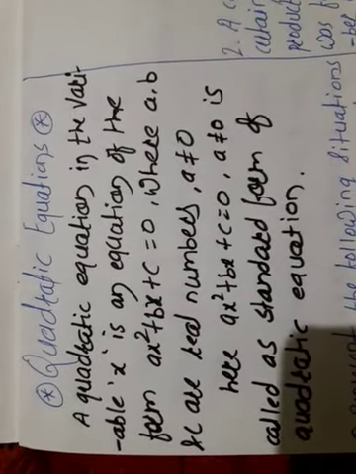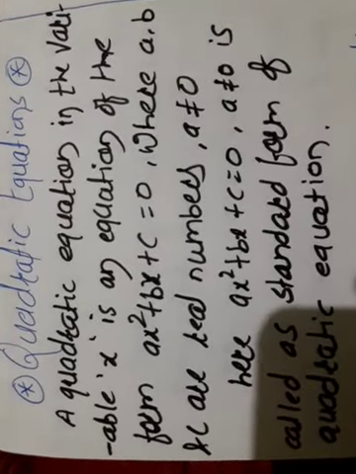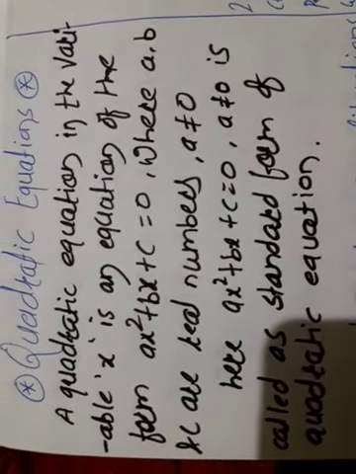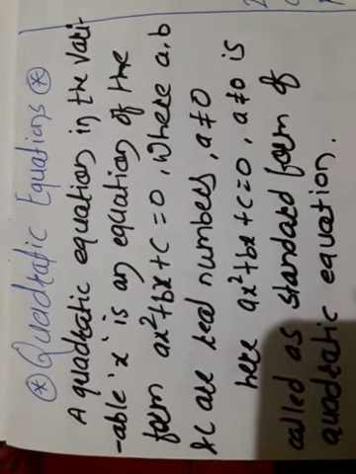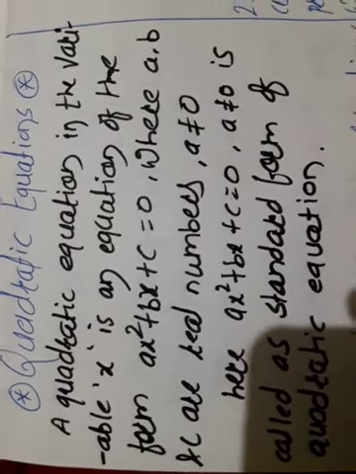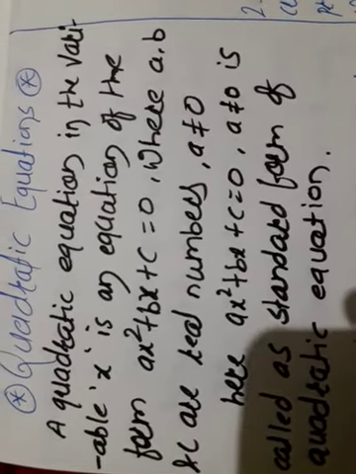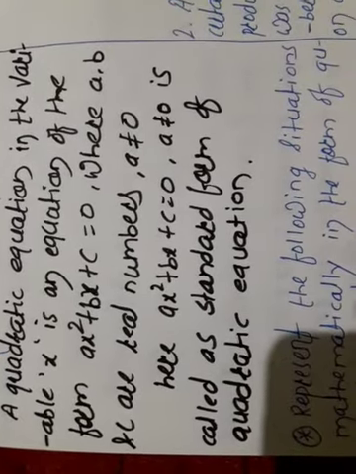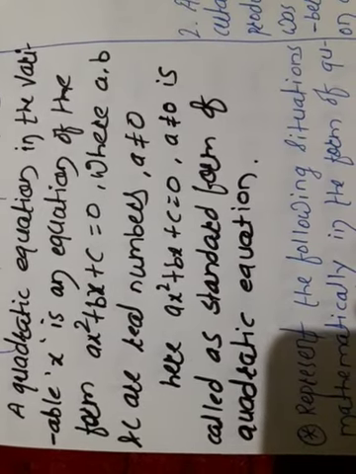This is the introduction of this quadratic equation. As you know, the polynomial which has degree 2 is known as the quadratic polynomial. Regarding that only, a quadratic equation in the variable x is an equation of the form ax square plus bx plus c is equal to 0, where a, b and c are real numbers and a should not be 0. Here ax square plus bx plus c is equal to 0, where a is not equal to 0, is called the standard form of the quadratic equation.